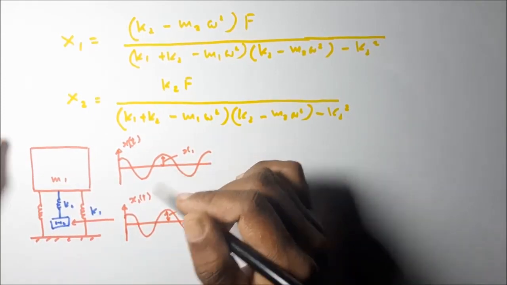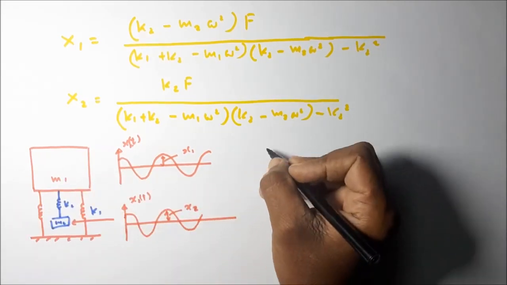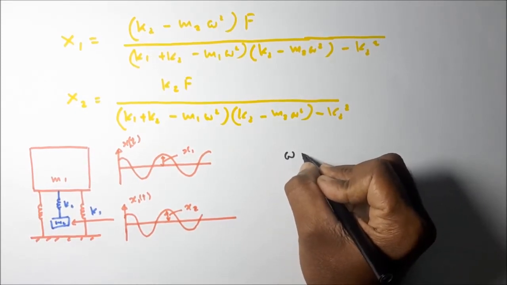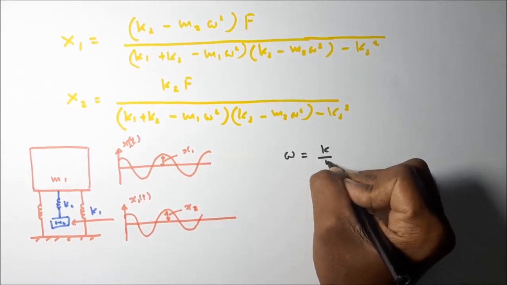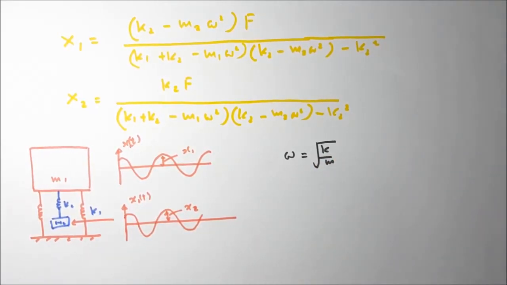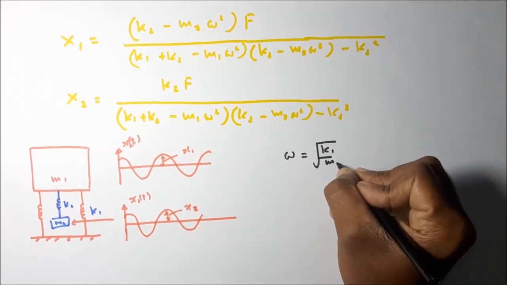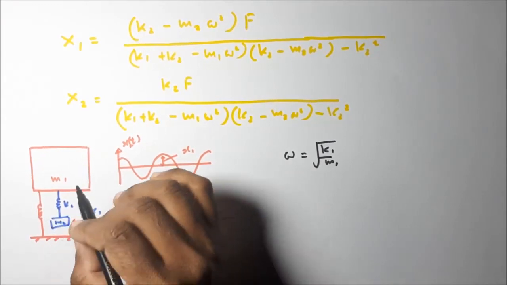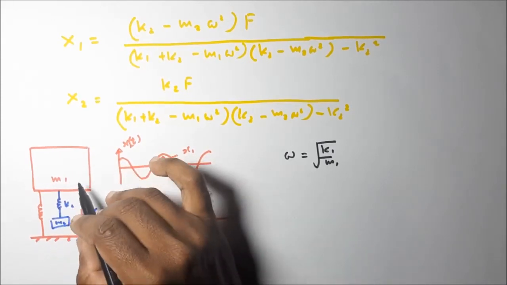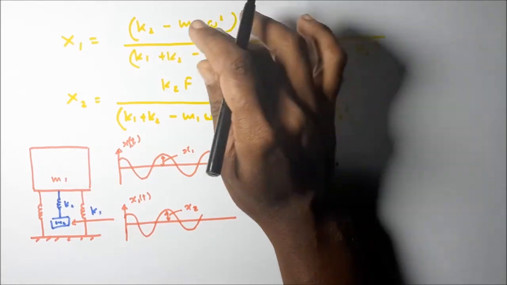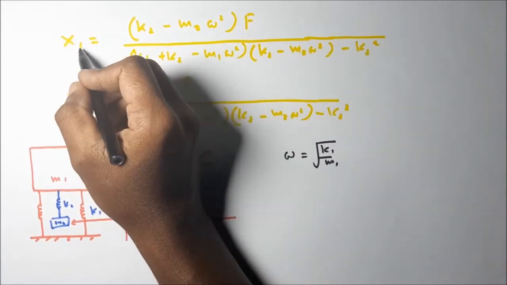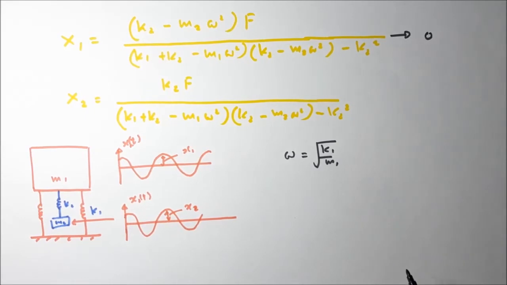Then what is the resonance frequency of the system? The resonance frequency is omega equal to square root of k1 divided by m1. So we are interested in reducing the amplitude of the vibration of the m1 mass. This amplitude is given by this equation. How to make x1 equal to 0? You can see the numerator and denominator.